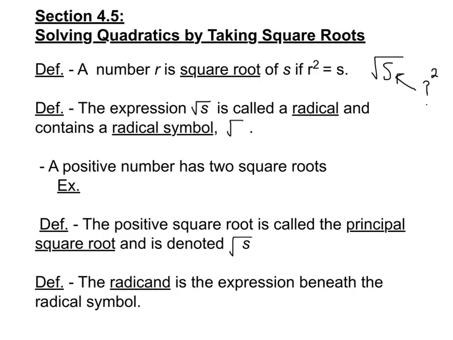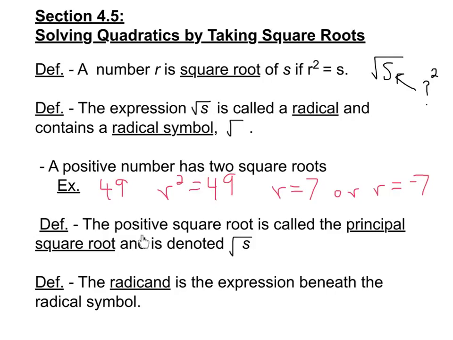Now notice that any positive number has two square roots. If you were to take the number, let's just say 49, to make it easy, this has two square roots because there's two solutions to the equation r squared equals 49. What are the solutions? Hopefully you would know that r equals either 7 or r equals negative 7. Two solutions, a positive solution and a negative solution.